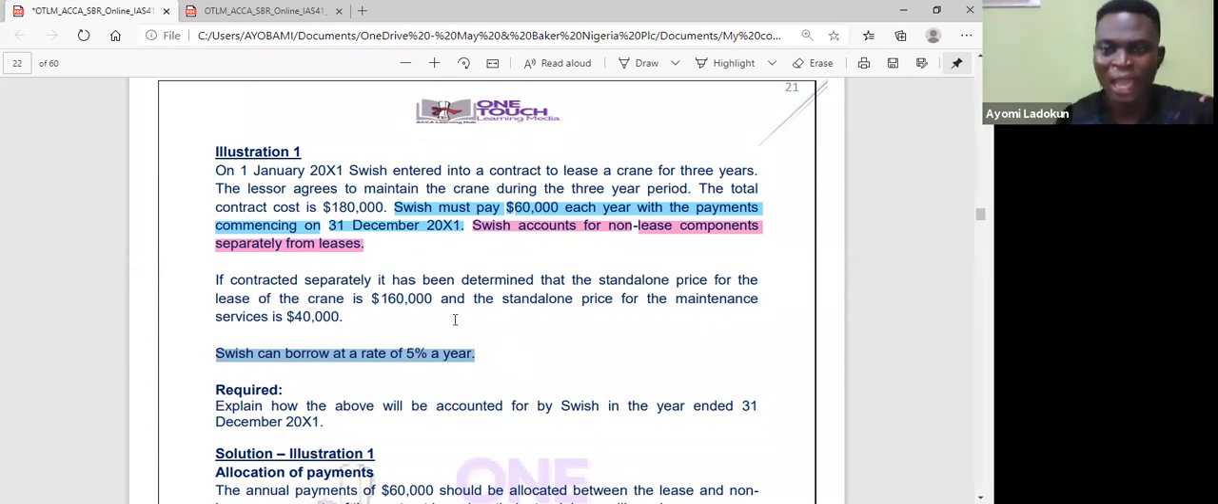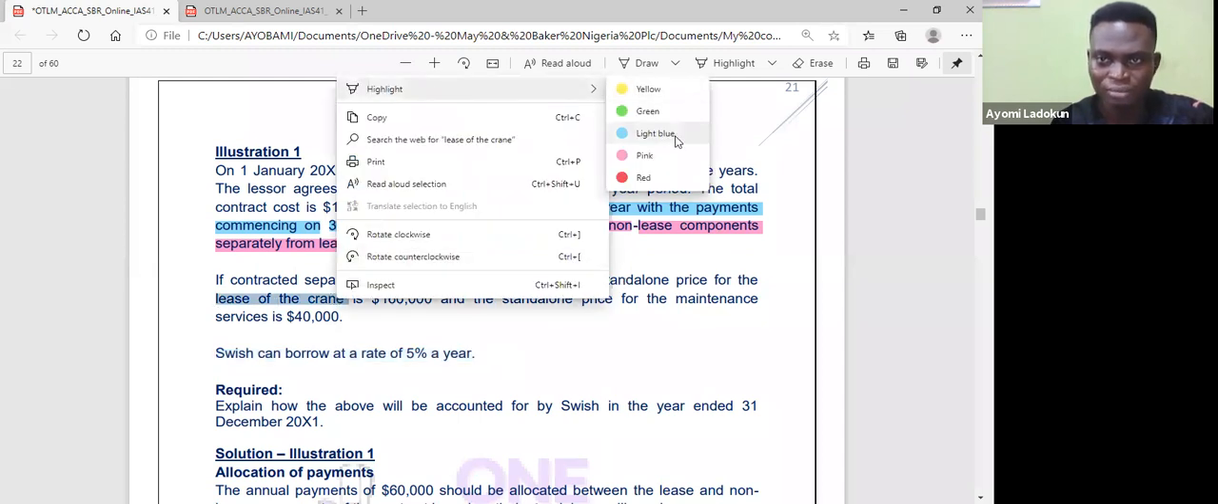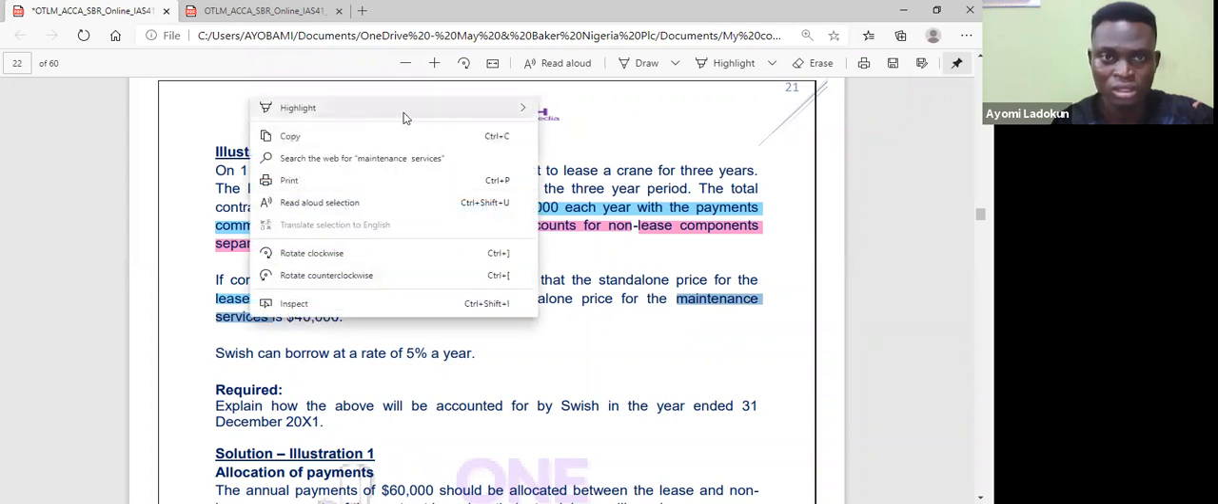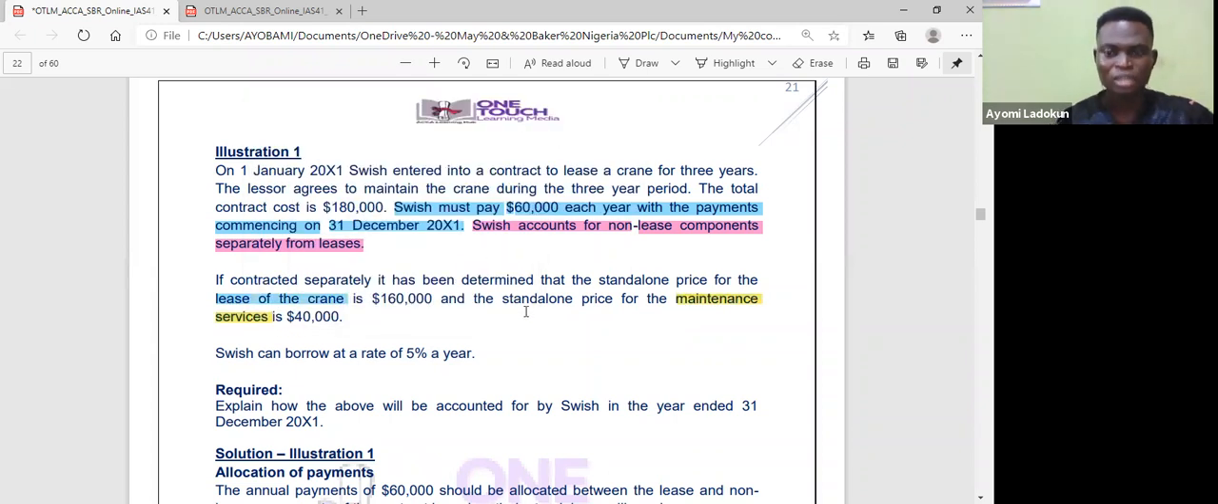Okay, so I have issues. So what do we do? Now there are two things here. They talked about the crane, so I have the crane. Then they also talk about maintenance, service maintenance. So there are these two items. So what do we do?